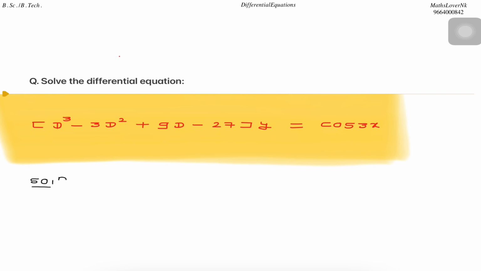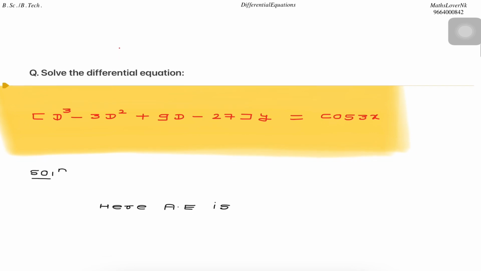In today's lecture, we are solving a question related to differential equations. The question says: solve the differential equation (D cube minus 3D square plus 9D minus 27) y is equal to cos 3x. Solution: at first, write down the given equation.